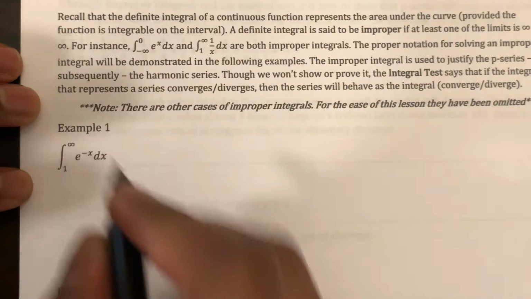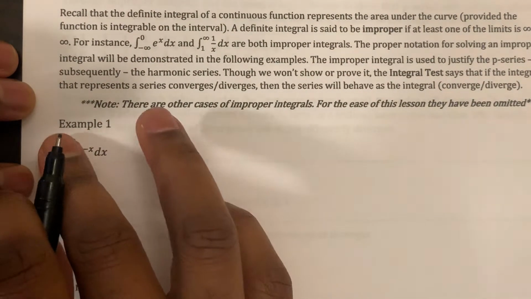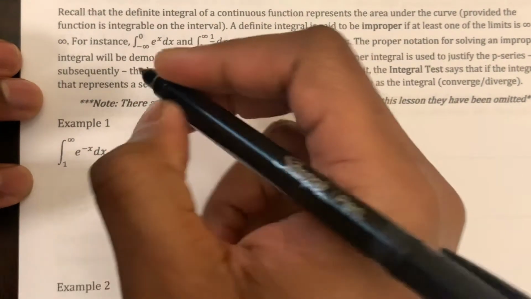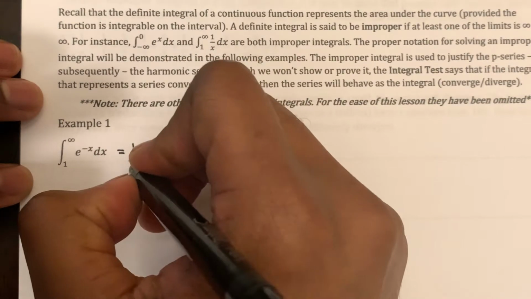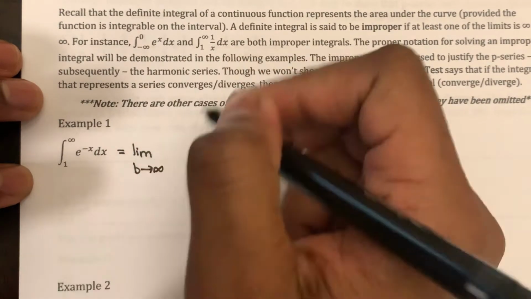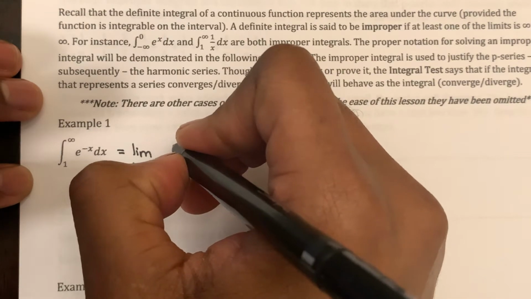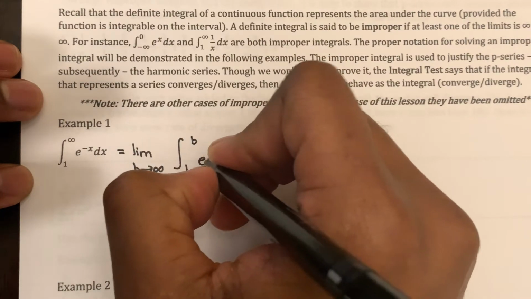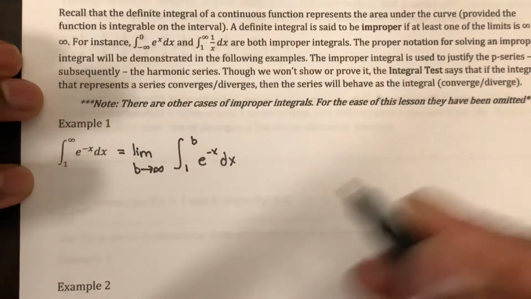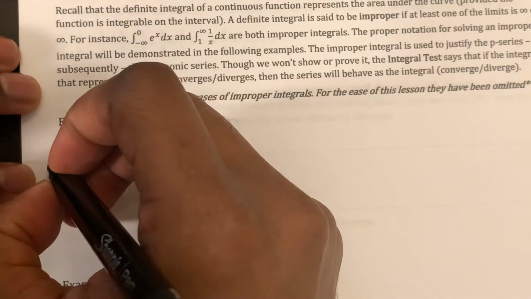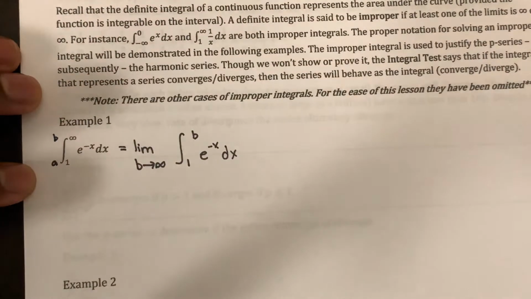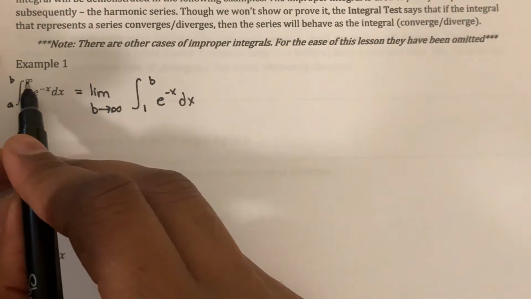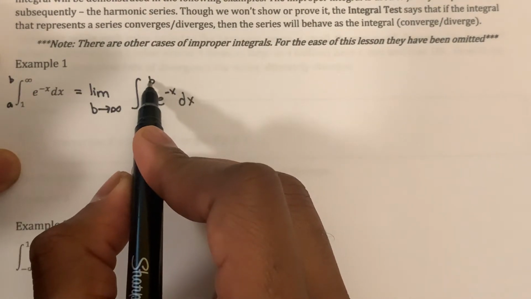So we have this example: the integral from 1 to infinity of e to the negative x dx. The proper way to do this is the limit as b approaches infinity of the integral from 1 to b of e to the negative x dx. The reason we use b is that when we have a definite integral, the lower limit is a and the upper limit is b. Since b is the one that's the infinity, we just replace the infinity with a b.